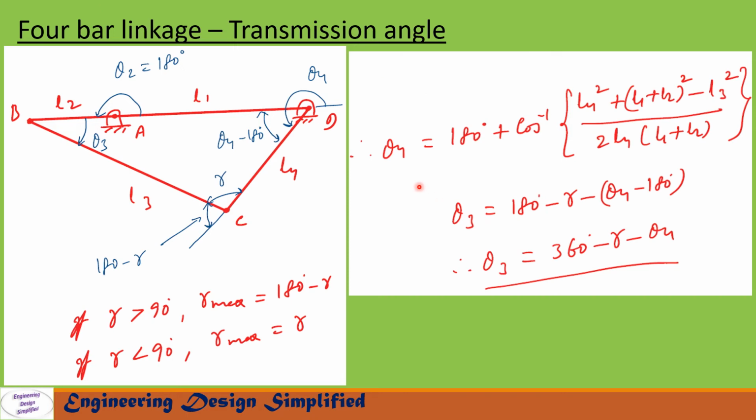So after further simplification, we get theta 4 equal to 180 degrees plus cos inverse of (L4 square plus (L1 plus L2) whole square minus L3 square) by 2 L4 into (L1 plus L2). So using this equation, we can find theta 4. From this triangle, the sum of all the angles equals 180 degrees. Using that fact, we can find theta 3. So theta 3 equals 180 minus gamma minus (theta 4 minus 180). So theta 3 equals 360 degrees minus gamma minus theta 4.